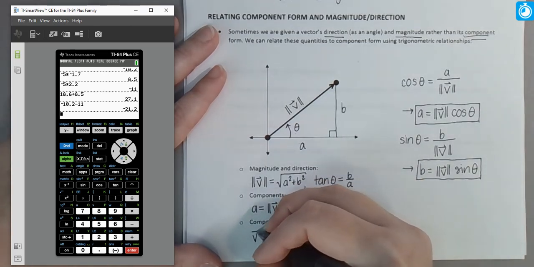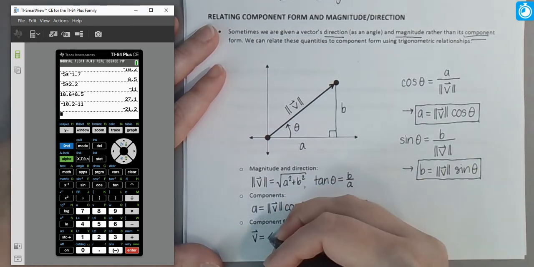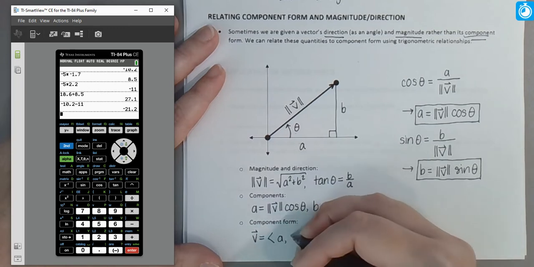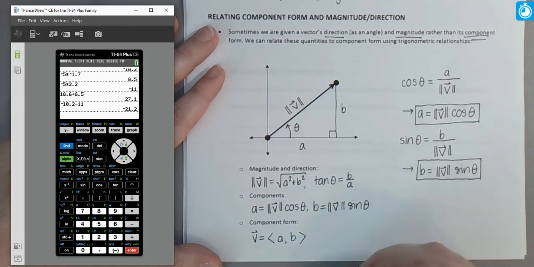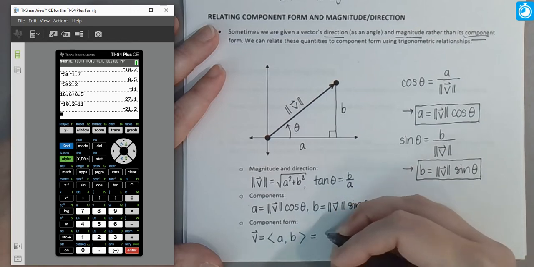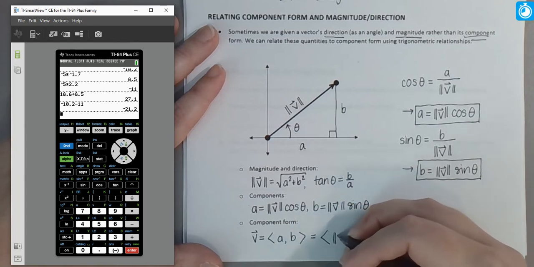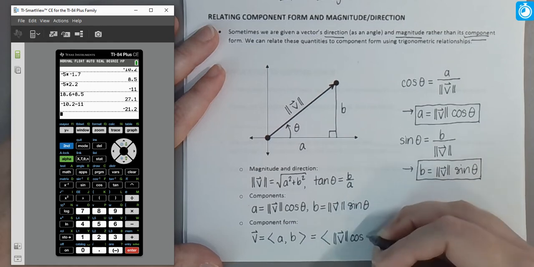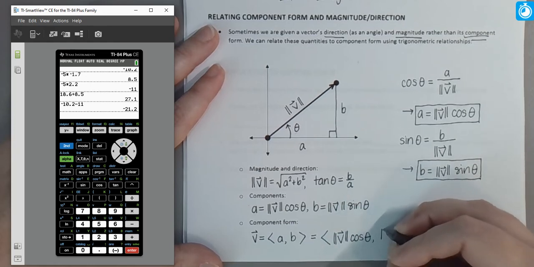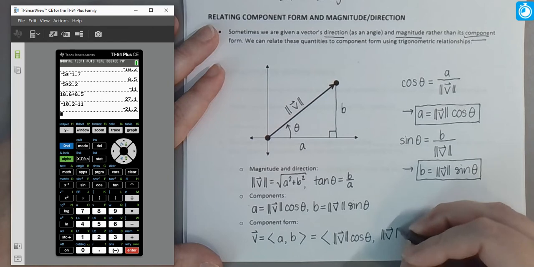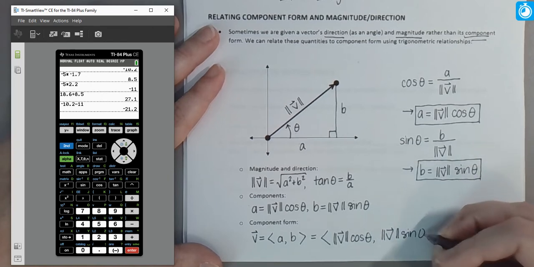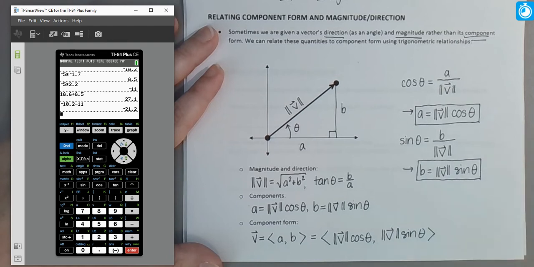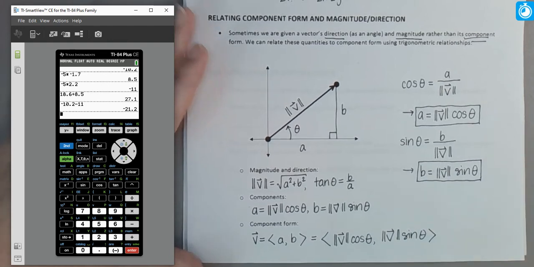So the vector v in component form, if we think of our components as a and b, the first component is given as the magnitude of the vector times the cosine of our angle, and then the second component is given as the magnitude of our vector times the sine of our angle. So that's going to be our component form.